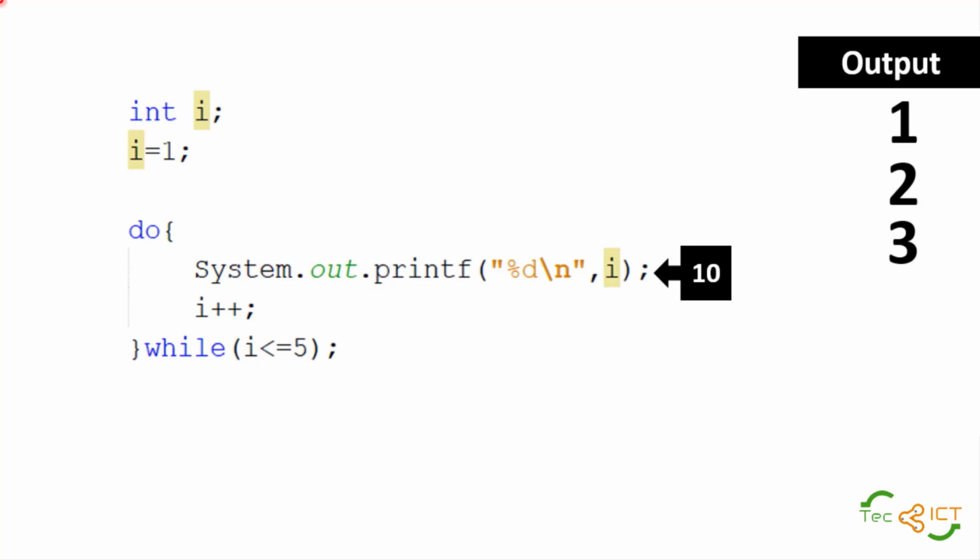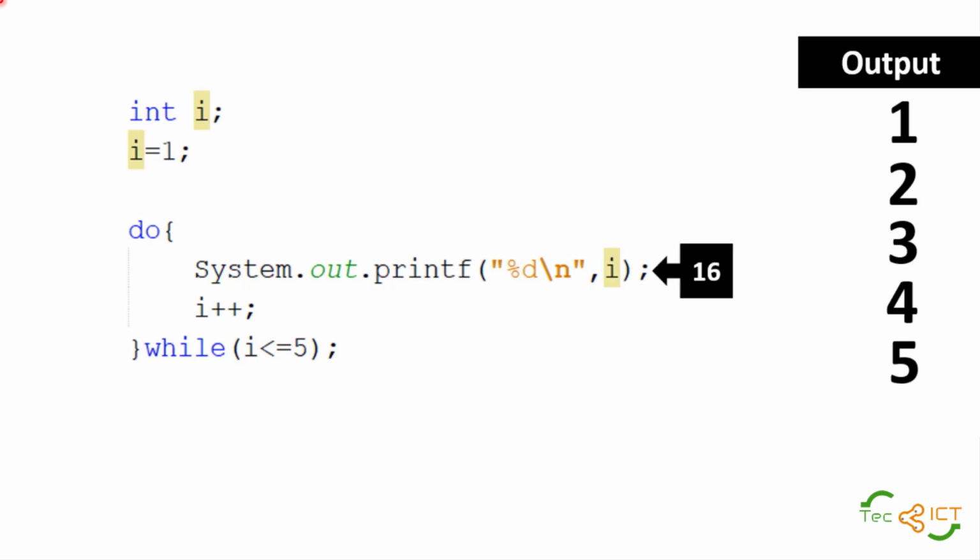Again, the print statement prints 3. And I is increased by 1. Now I became 4. Inside the condition, 4 less than or equal 5 is true. Again, the print statement is executed. It prints 4. And the next statement, increment statement, is evaluated. I became 5. 5 less than or equal 5 is true.